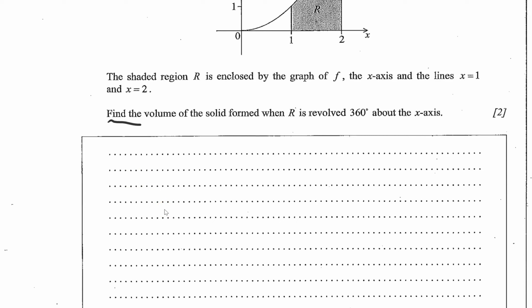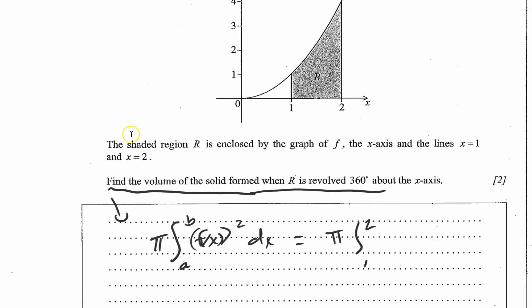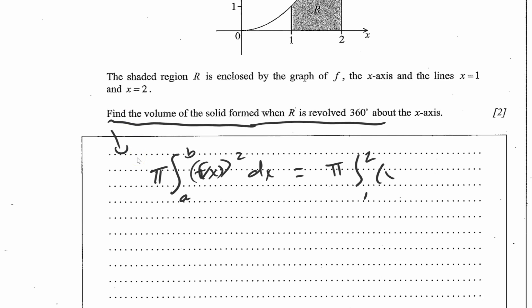So anytime you see this right there, you want to look at your formula sheet and write down the volume formula. So we're going to integrate pi from my limits of the function squared. That's just from the formula sheet right there. So in this case, if I plug my stuff in, I have a pi, my limits are 1 and 2. My function is the same function from above, x squared. Then I still have to square it, dx.